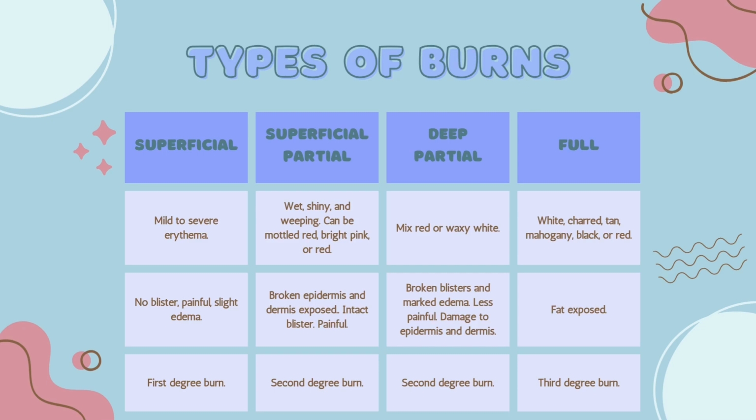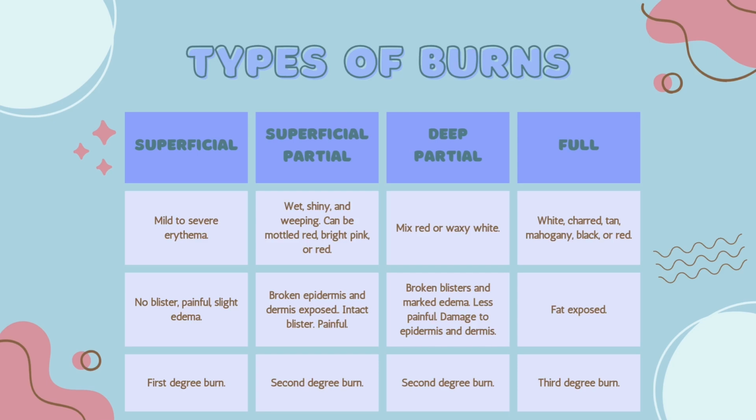So just to hit some of the highlights of this chart, we'll start with superficial. It is going to have no blisters but be painful. It is considered a first degree burn. Versus a superficial partial burn, it's going to have a broken epidermis and you are going to see the dermis layer. It will be exposed. You'll have intact blisters and it will also be painful. It's considered a second degree burn.